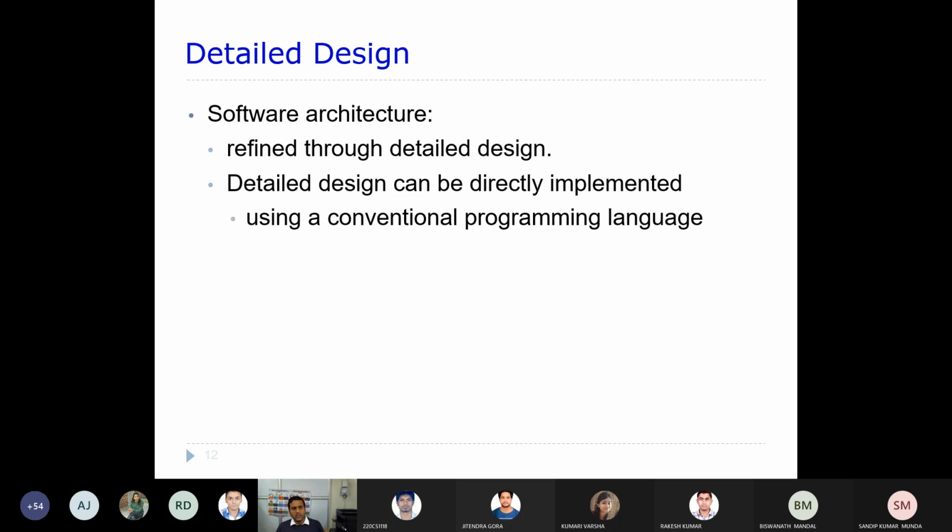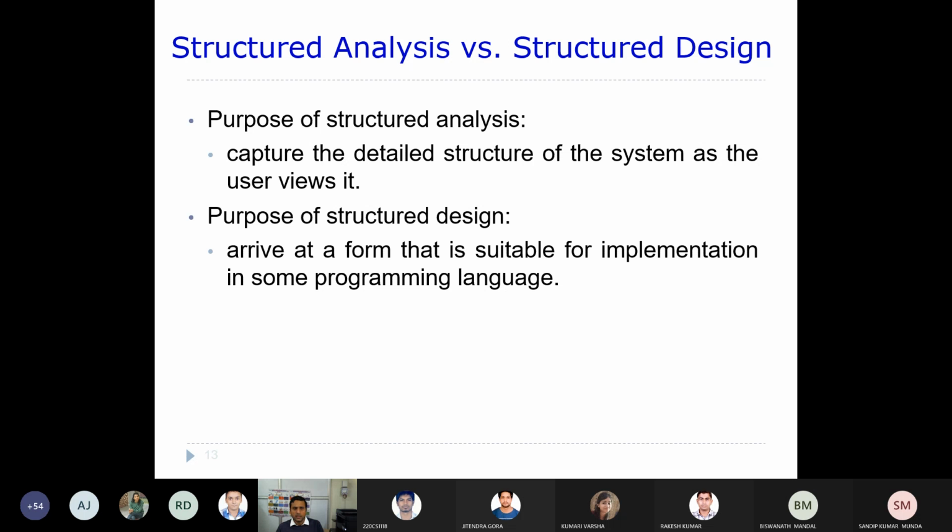Right. So as part of detailed design, what you see is the software architecture. Whatever modules you get, those modules can be directly implemented by the developers using some conventional programming language. So this is what is part of detailed design. Now we try to find some difference between structured analysis and structured design.